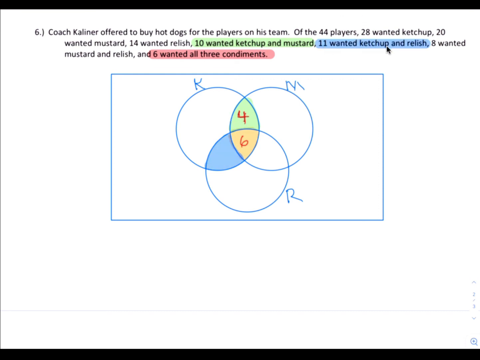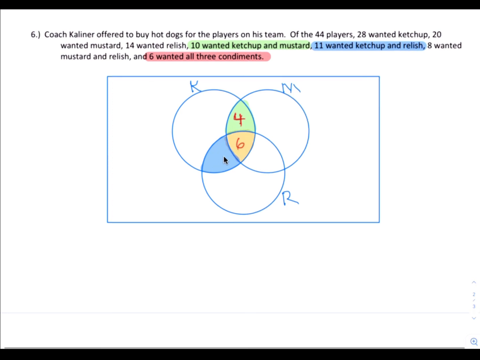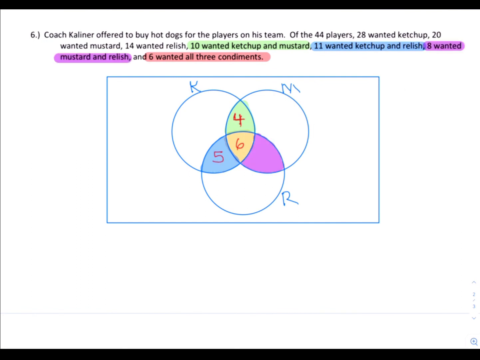Now 11 wanted ketchup and relish. So that 11 would include the 6 that we already have. So 11 minus 6 leaves us with 5. So 5 would go in this space. All right, now it says 8 wanted mustard and relish, but that 8 includes the 6 that's already here. So that means that would leave us with 2 that would go in this section.